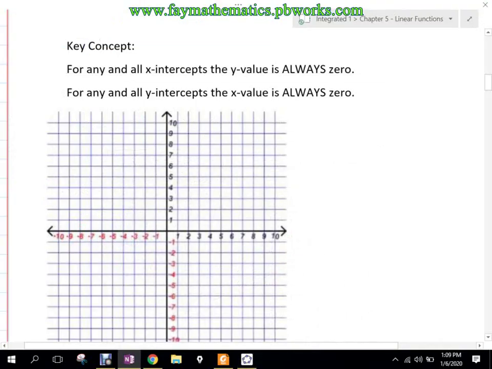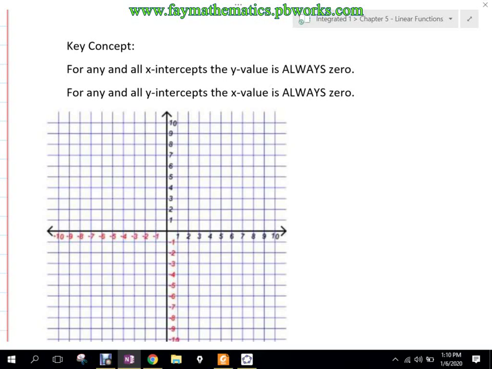Okay. So those are some facts that we need to kind of come to grips with to make our life a little bit easier when we do the algebraic work here in a little bit. X-intercepts always have a y value of 0. Y-intercepts always have an x value of 0.